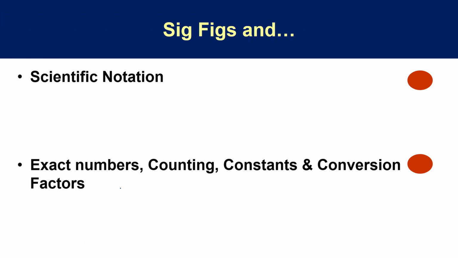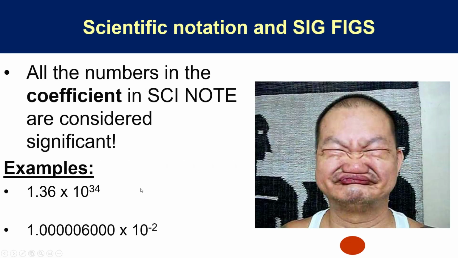Now, there are 2 special cases of significant figures, and they come when you're dealing with scientific notation and exact numbers, counting constants, and conversion factors. So the goal is going to be to figure out how many sig figs in each of these cases that we see here. Let's go to the videotape and check out scientific notation first. So in scientific notation, you guys should know at this point that it always consists of a coefficient, a base, and the exponent. Well, the rules for sig figs are as follows.